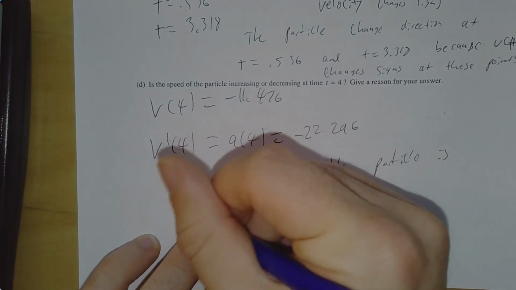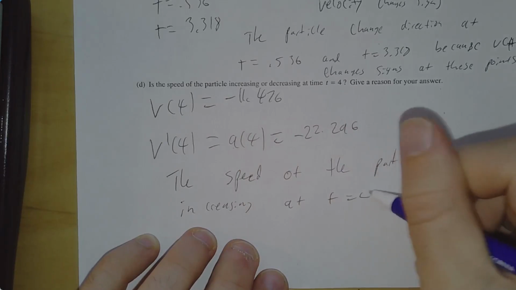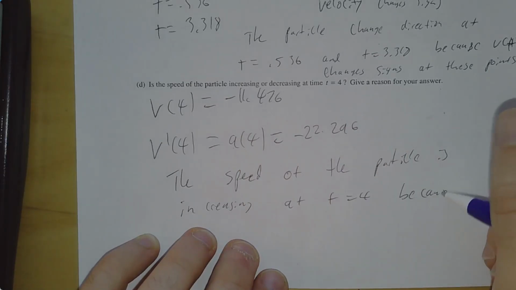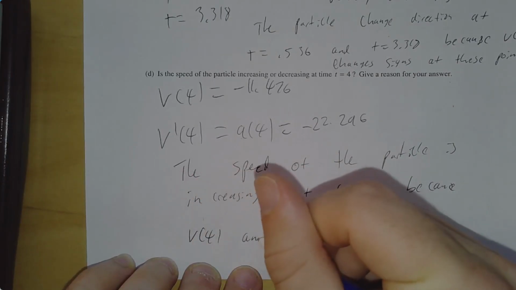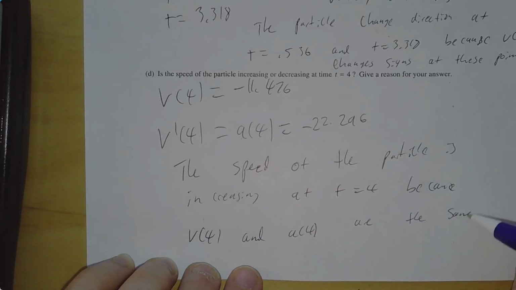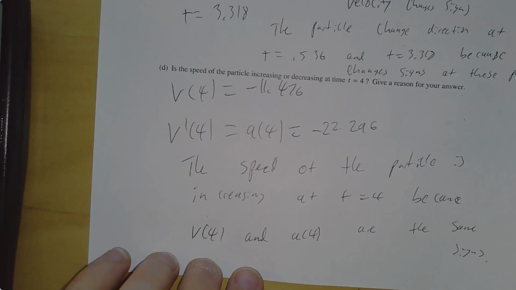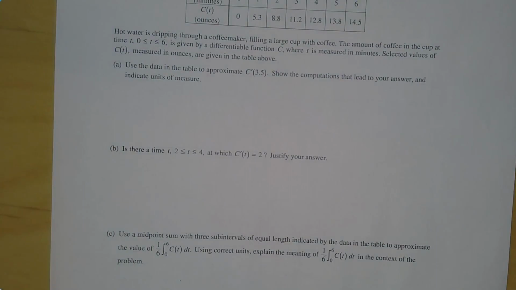Okay. So I can say that the speed of the particle is increasing at t equals 4 because v of 4 and a of 4 are the same signs. Okay, good. All right, those are the calculator questions. We're on the no calculator portion now. Okay, no more calculator. That's great. I don't want to deal with this TI-83 anymore.